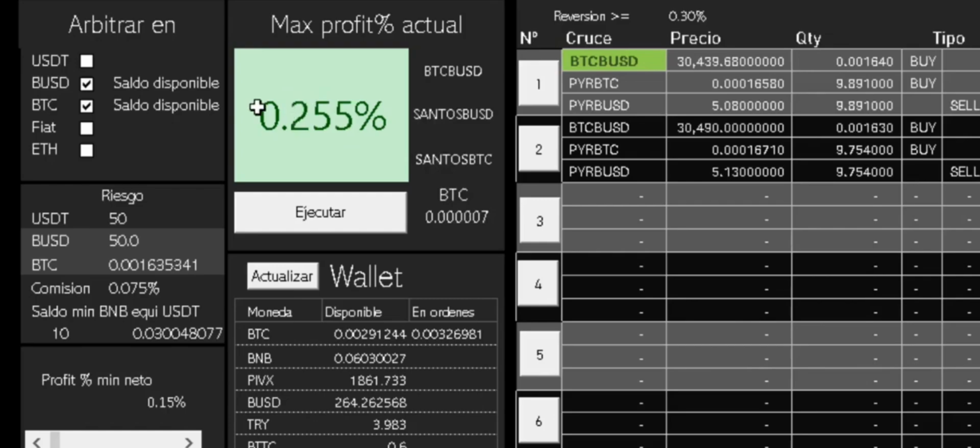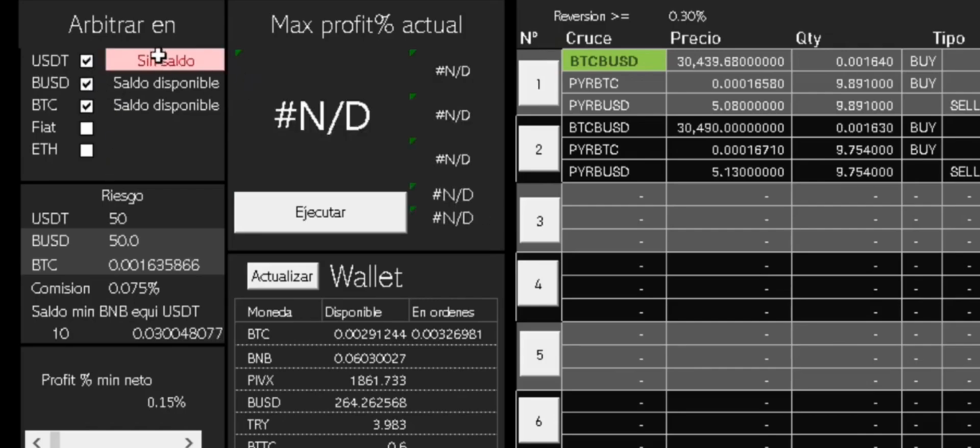In the case that I do not have USDT, if I mark it, it will not give me opportunities. You have to keep that in mind. You have to mark coins in which there is a balance. If I mark USDT, it immediately says no balance and opportunities are erased. I can mark fiat coins. If we mark fiat, we will have opportunities with fiat money.